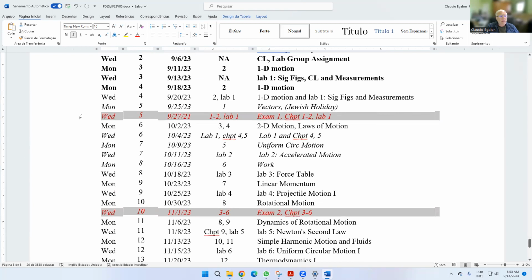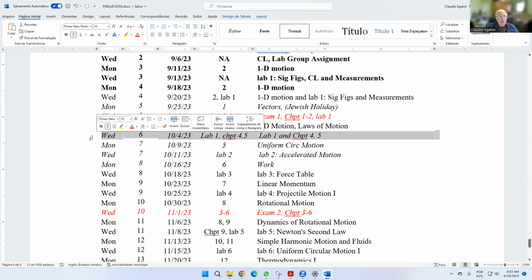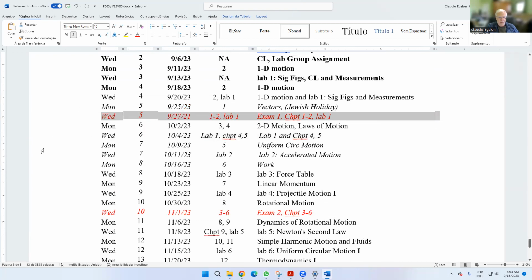And think about this date of the first exam. If you need me to postpone, we can do that. Maybe we could postpone it to this other week. Otherwise, we stick to this schedule, okay? So think about that.